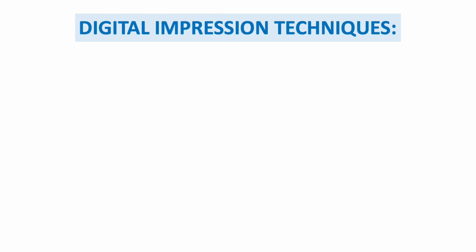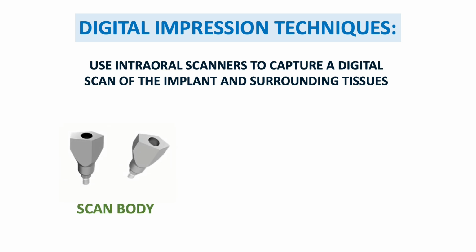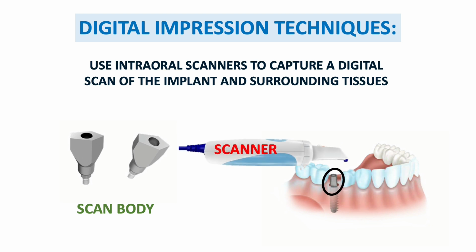Now the third technique is the digital impression technique, most commonly used nowadays. This technique uses an intraoral scanner to capture a digital scan of the implant and the surrounding tissue. What is the digital scan? Look at the figure. Here we have a scan body. We have to attach it to the implant, and then with the help of a scanner we scan the implant and the surrounding tissue. Then this scan data is used to create a digital model for prosthetic fabrication. In detail about all the techniques, I'll tell you in a later video.